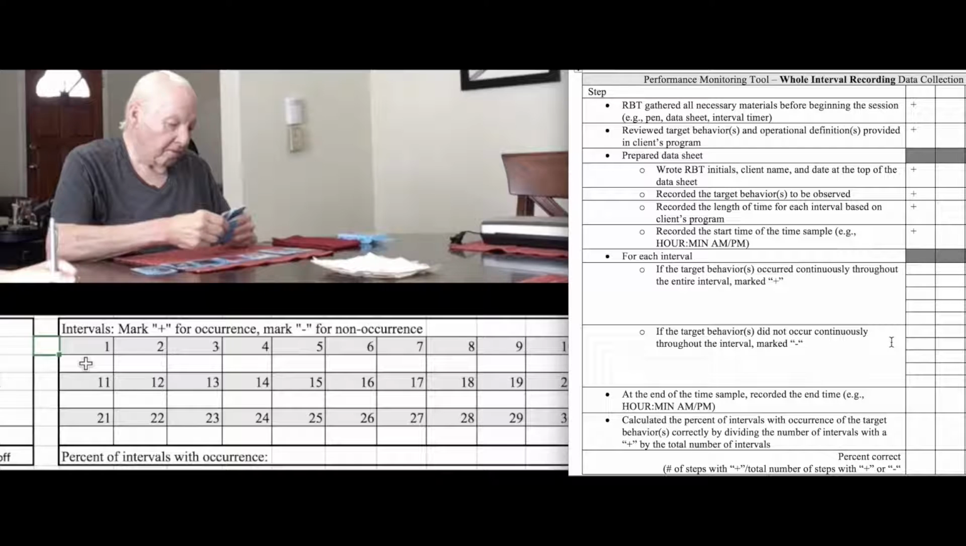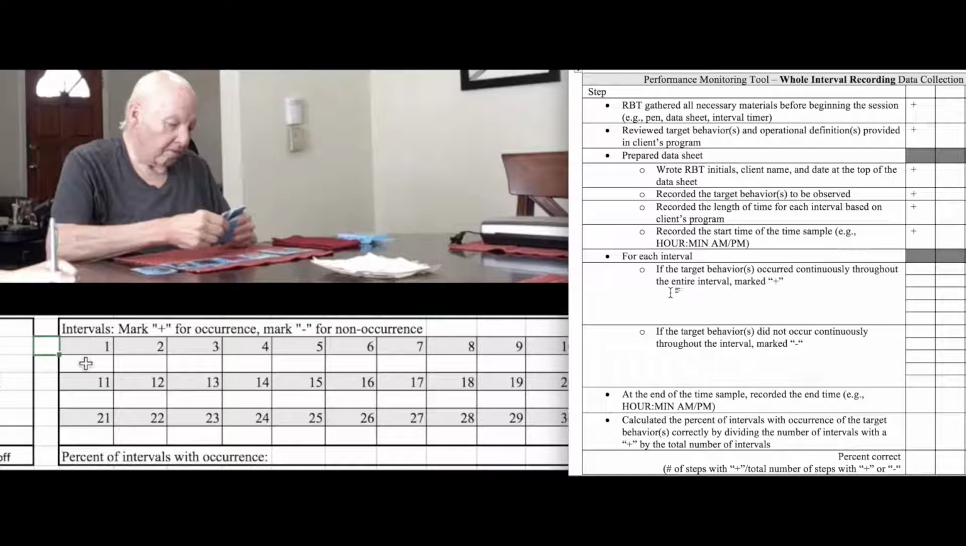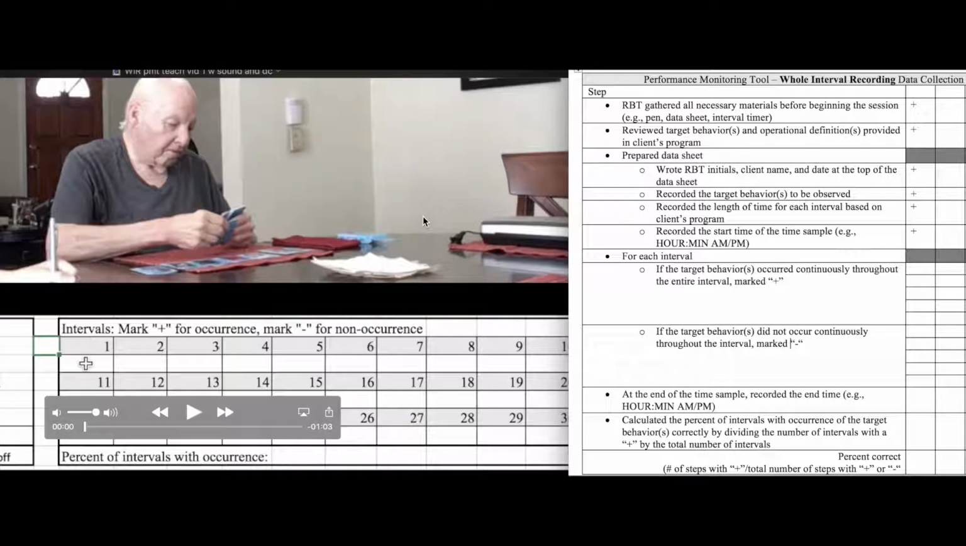As we watch our RBT collect data using whole interval recording here in the interval boxes of her data sheet, remember we're looking for whether or not the RBT correctly marks a plus if the target behavior occurs throughout the entire interval, or if the RBT correctly marks a minus if the target behavior does not occur throughout the entire interval. And remember, the behavior that we're looking at is nodding off, which we defined as the client's eyes closing and his chin dropping towards his chest.